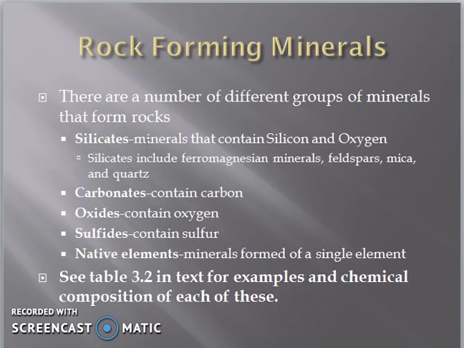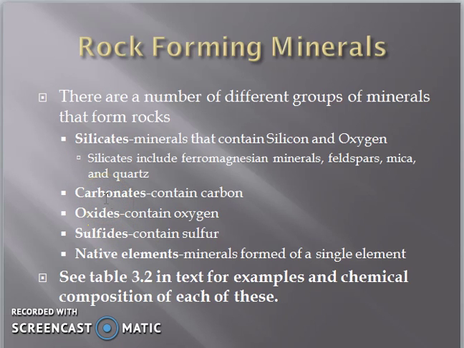So those minerals then are going to form together under various circumstances to create the rocks that we see. There are a number of different groups of minerals that form rocks. We have silicates, which is the biggest and most common one, carbonates, oxides, sulfides, and native elements. Table 3.2 in your text gives some really good examples of the chemical composition and the types of minerals that each of these groups contains.